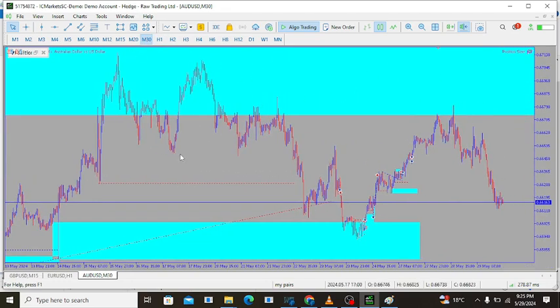You see, this pullback here would say it's an H1. See, counter trend, but this minor trend is in line with the 4 hours, until it's broken to the upside.